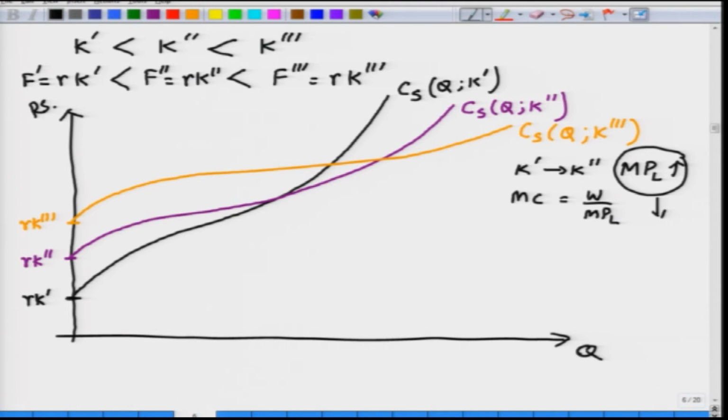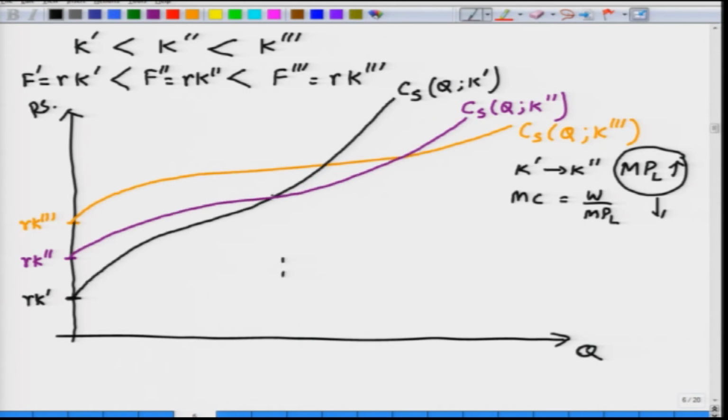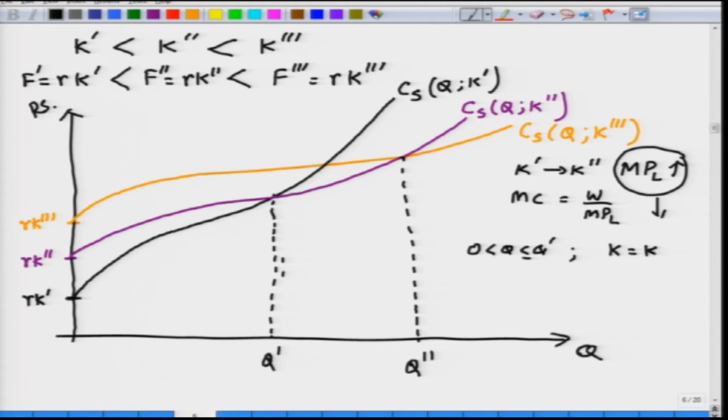What is my long run cost curve going to look like? Well, suppose this intersection point is q prime and this intersection point is q double prime. Now, in the long run the firm is not constrained by being stuck with a particular level of capital. So, as long as my output is between 0 and q prime, the level of capital that the firm will use is k prime, because that is where the cost is the lowest.